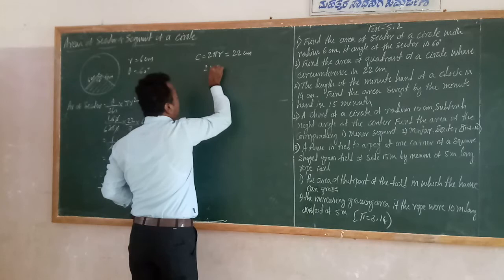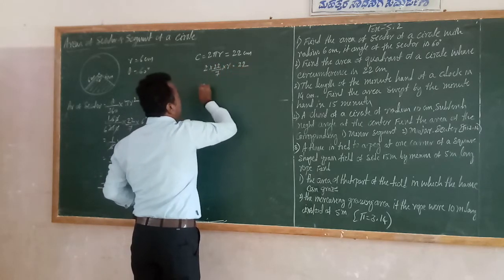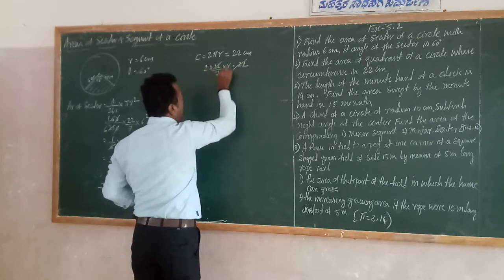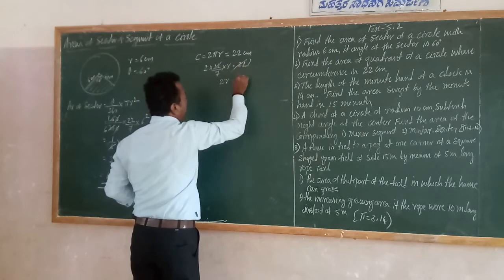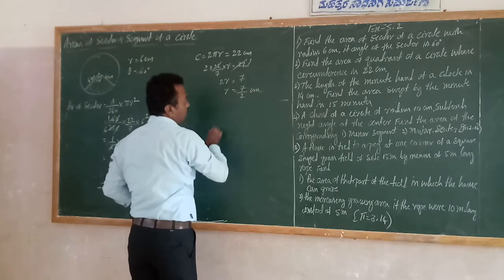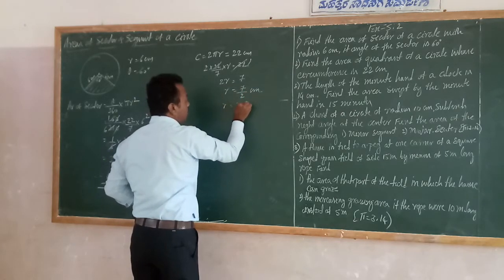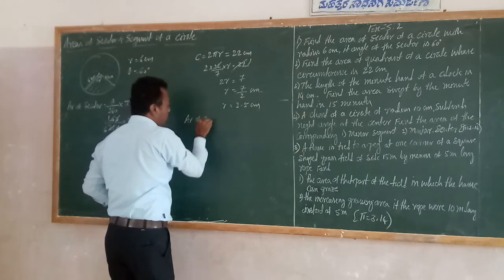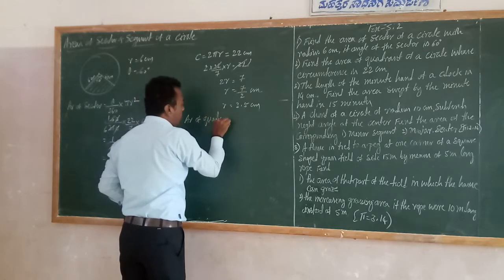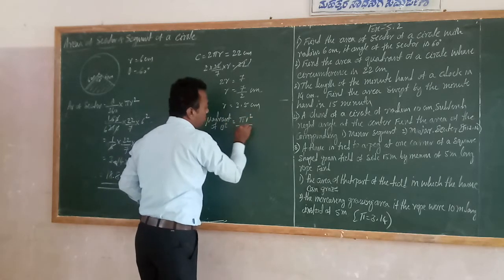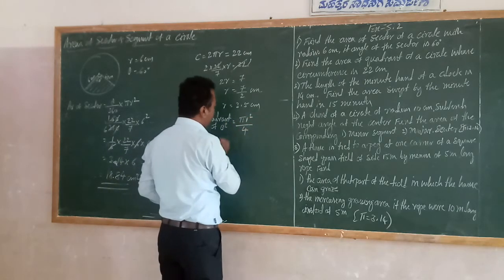So 2 into 22 by 7, pi means 22 by 7, into r is equal to 22. So 22 will cancel. You have to cancel it. So 2r is equal to 7 into 1, 7. So r is equal to 7 by 2 centimeter. Okay, this is the r. Otherwise r is equal to 3.5 centimeter. So I want the area of the quadrant of a circle. What is the formula for the area of a quadrant of a circle? Pi r square by 4. Easily you can find the area of a quadrant of a circle.